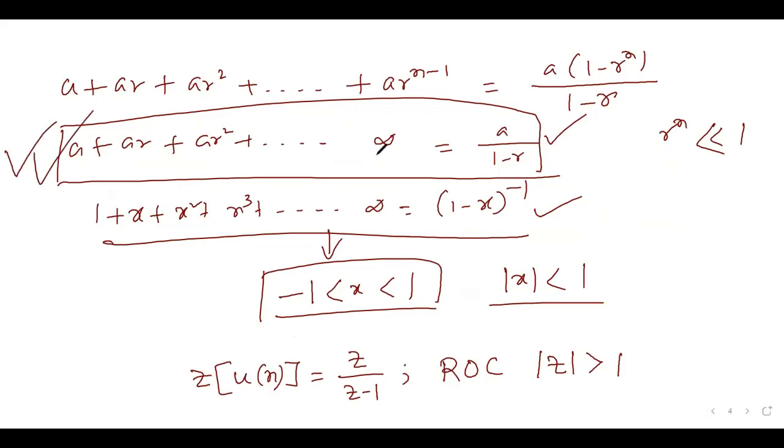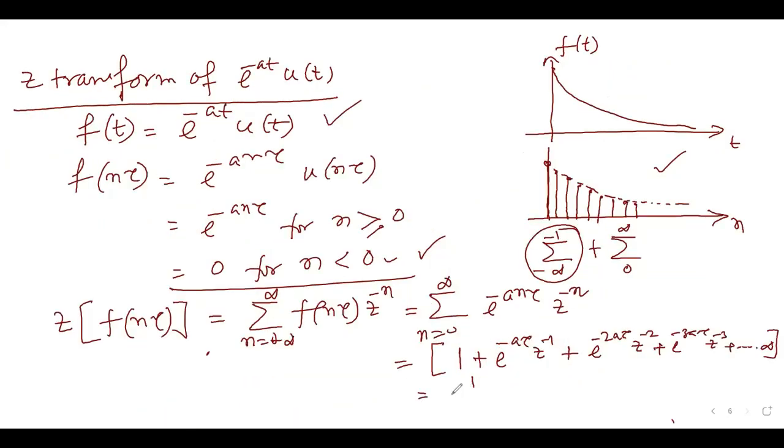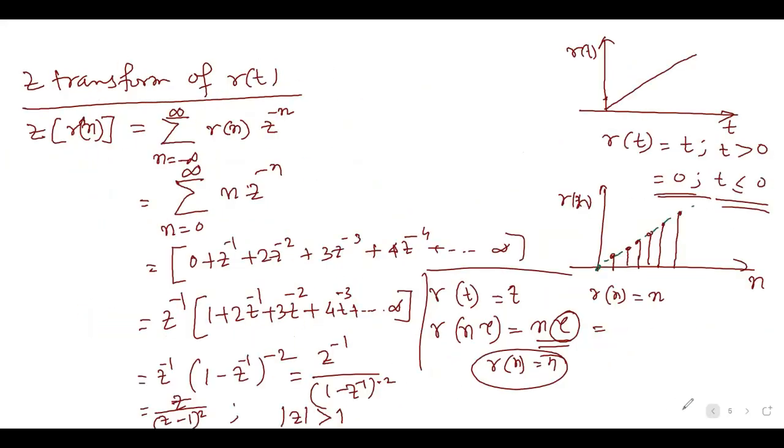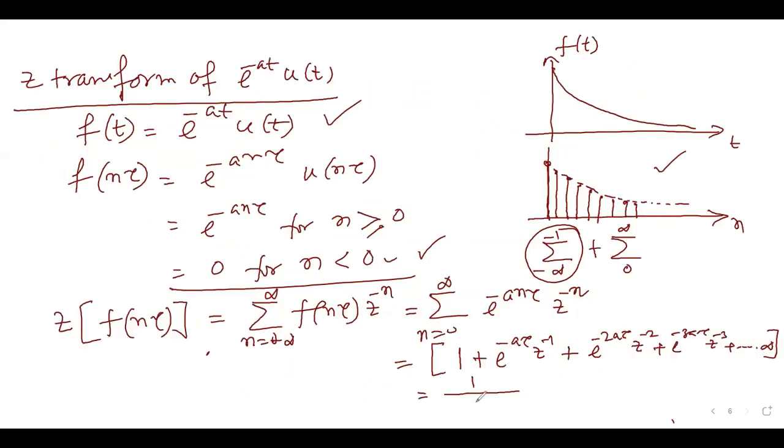If you know this formula, you will be able to sum all the terms. What is the first term? The summation formula is a by 1 minus r, where the first term is a and the common ratio is r. So what is the common ratio? The common ratio is e to the power minus a tau z to the power minus 1, and a equals 1. The common ratio is the second term by the first term, or the third term by the second term. So this will be the summation formula.